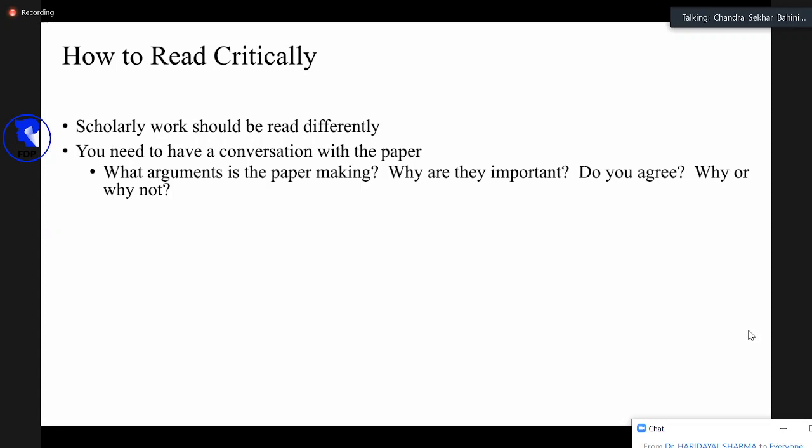Okay, so you have to put your idea: why I'm agreeing and why I'm not agreeing. Basically, you need to understand what the basic arguments this paper is making are. First and foremost, you should know why this paper was published, for what reason the editor or the reviewer agreed to publish it. In all the papers, you need to identify the novelty of that paper.